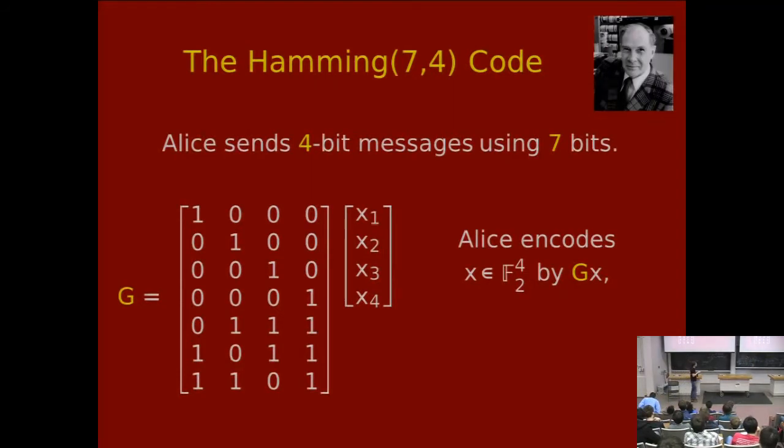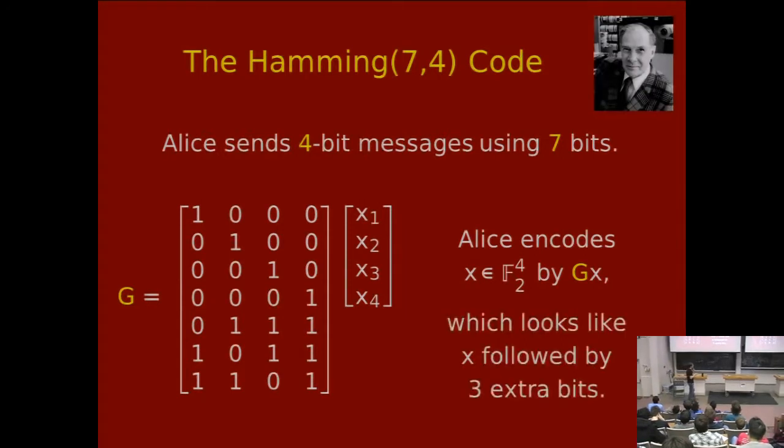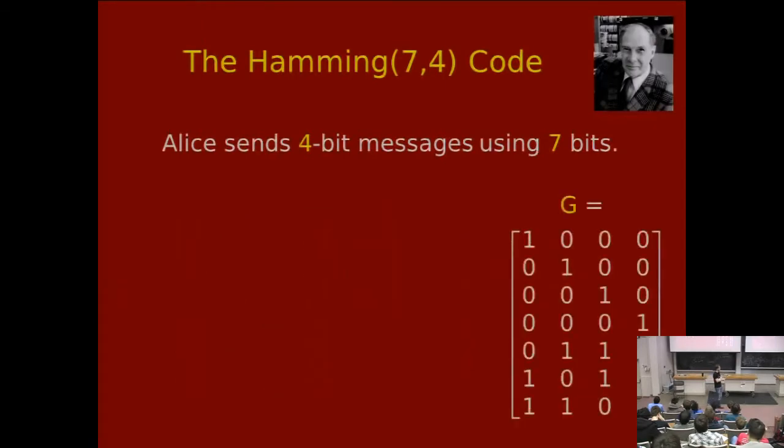And actually, you see what happens. These first 4 rows, if you do this times this, you just get x1, x2, x3, x4. So the first 4 bits she sends are just her message. But then she tacks on 3 different parity checks: the sum of the last 3 bits, x1 plus x3 plus x4, and also x1 plus x2 plus x4. So she's adding more redundant information, which hopefully will help Bob correct the bit flip. As I said, Alice encodes her string and transmits x followed by 3 different parity check bits. So that's the G.